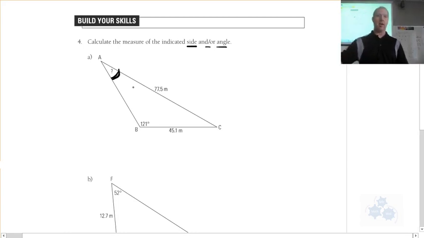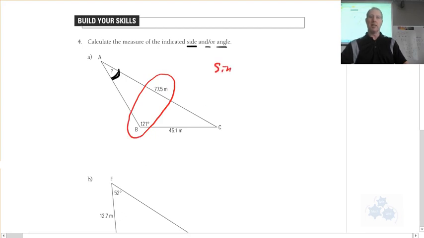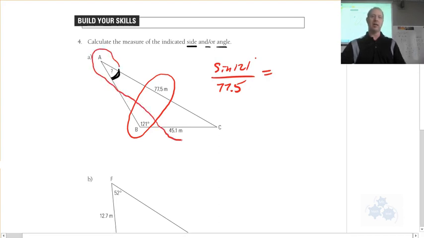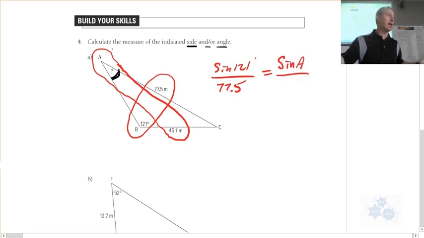Sine law. Hey, sine law is easy. We can use angles and their opposite sides as partners. So I'm going to put sine of 121 over 77.5. That's going to be my one ratio I'm going to use. And check this out. This is just deathly easy. You guys should be thanking me for making you do so many easy things. And I've got sine of A, because I don't know A, right? That's the unknown, sine of A, over 45.1.